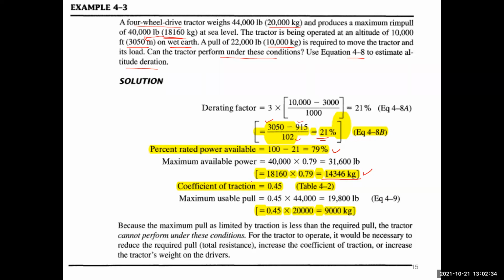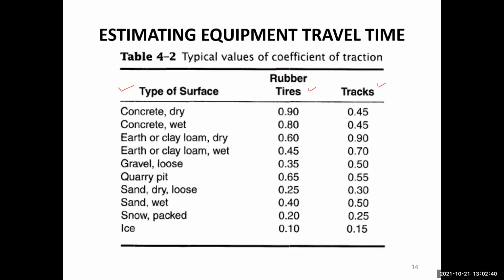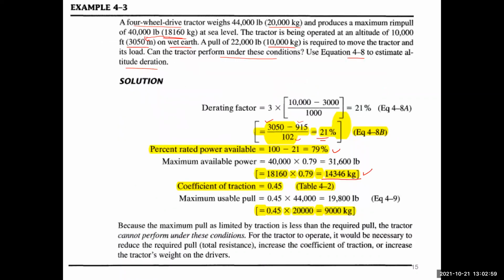So the coefficient of traction we can find from table 4-2, because it was wet earth. So we look at the wet earth. Where is the wet earth? Yeah, earth or clay which is wet. So it is 0.45. Okay, and remember that this is for the rubber tire.